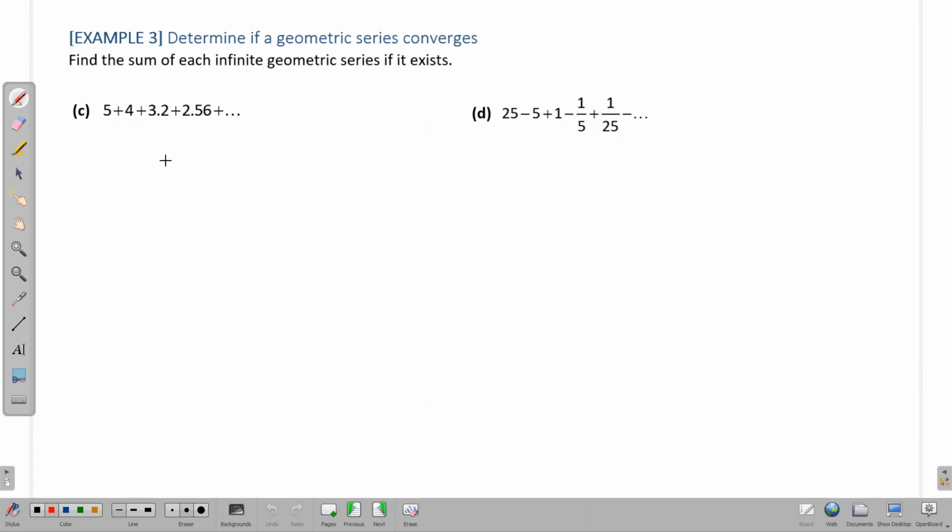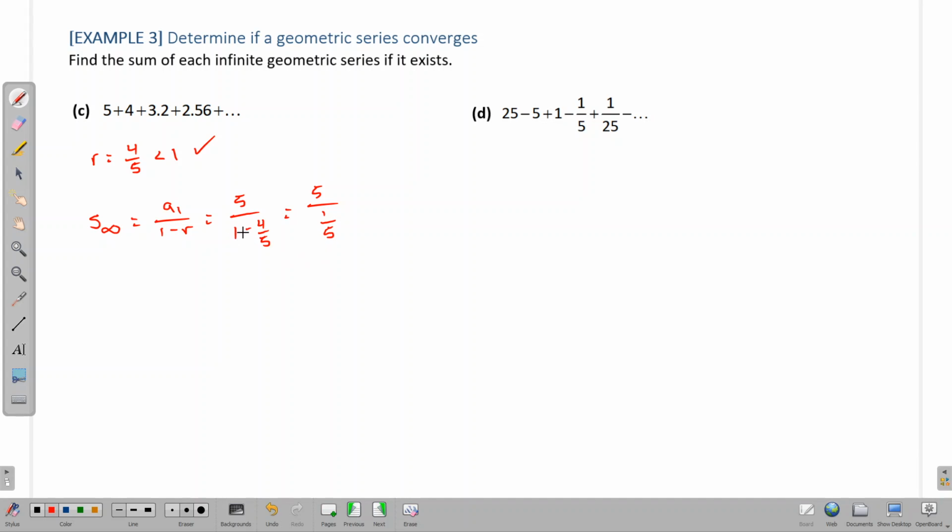Okay, next one. R for this would be 4/5. That is less than 1, so we're good. And so we can go straight to the infinite sum, which again is a1 over 1 minus r. So that is 5 over 1 minus 4/5. All right, so again, this is really 5 over 5, which means that denominator is 1/5.